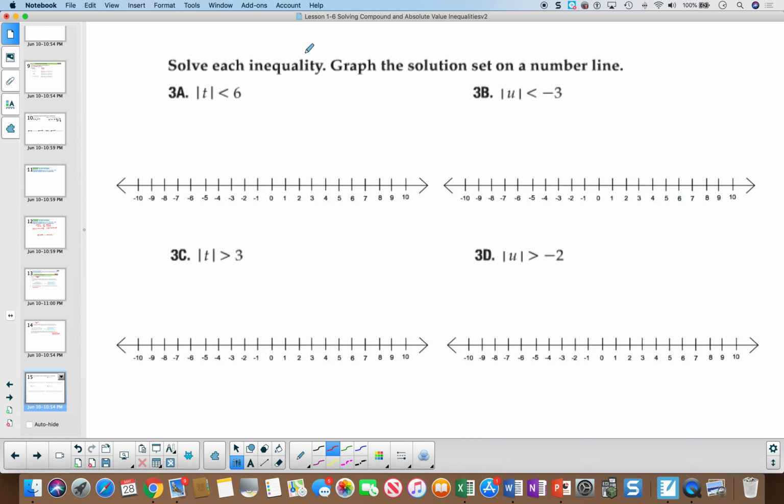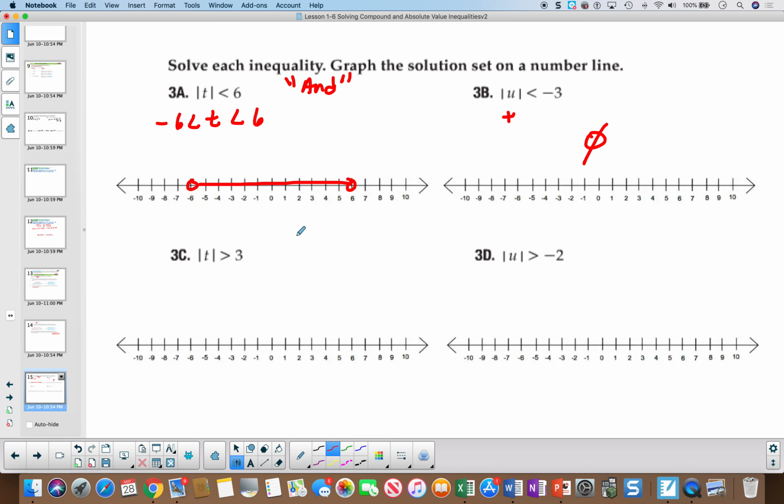Okay, so let's do some problems. Okay, I see less than, and when I see less than, I think the word and. So that's a between situation. So I know t is going to be between two values, the distance 6, and it's going to go the other side of the distance 6 to -6. So this will be circled, not filled in, circled, not filled in, and all values between. Over here, absolute value of u is less than -3. Now remember, this is a positive value. A positive value can't be less than a negative value. So there is no solution to this.